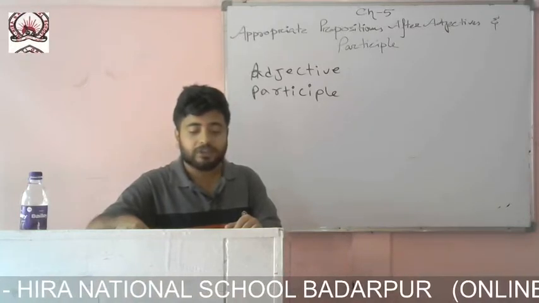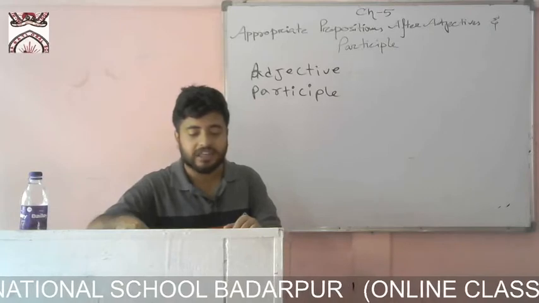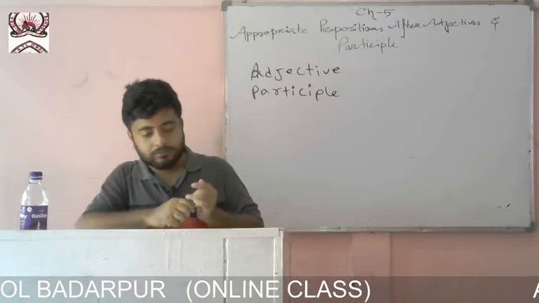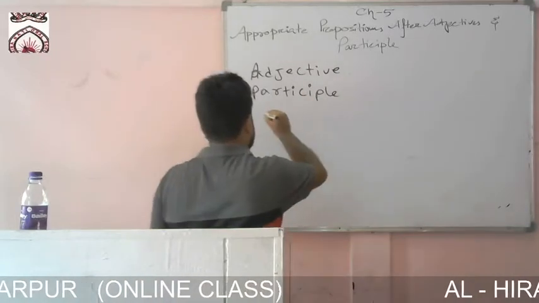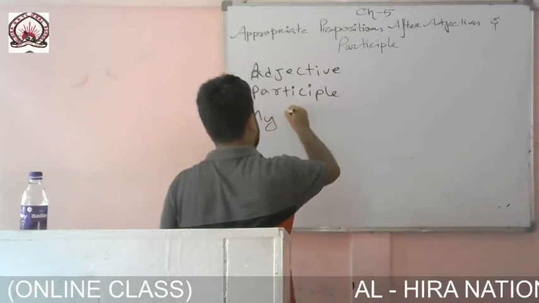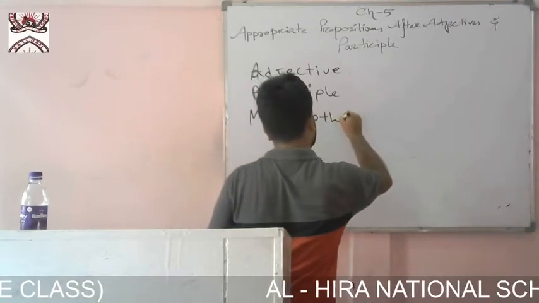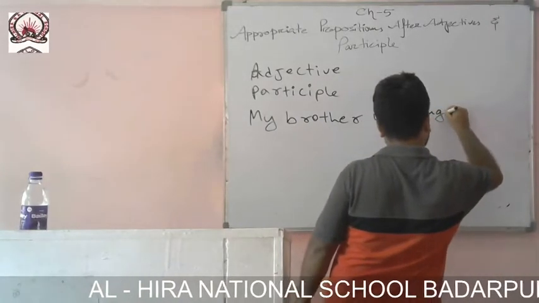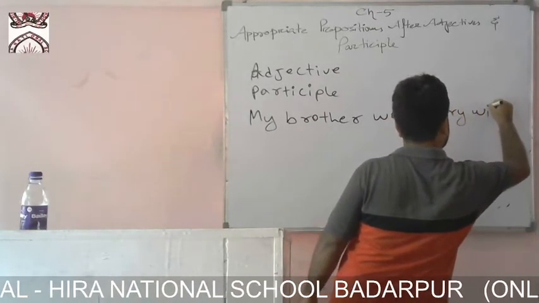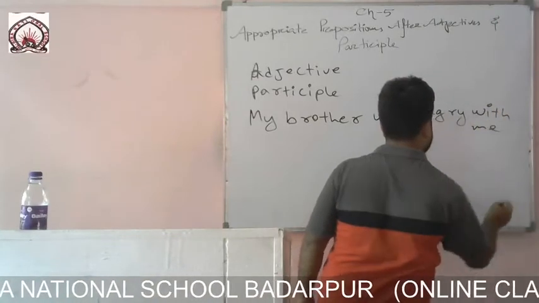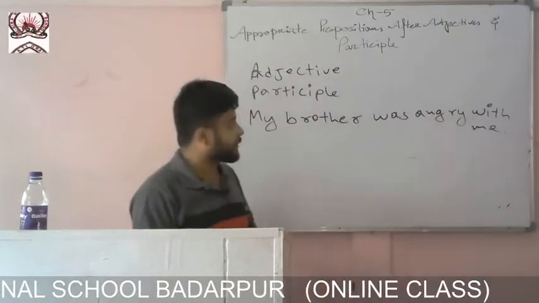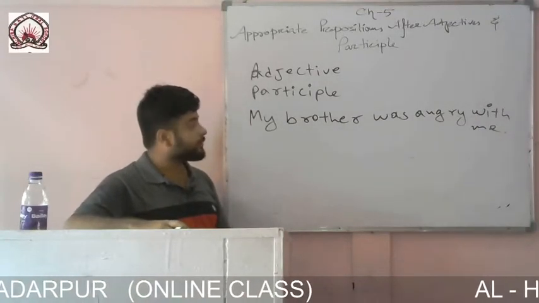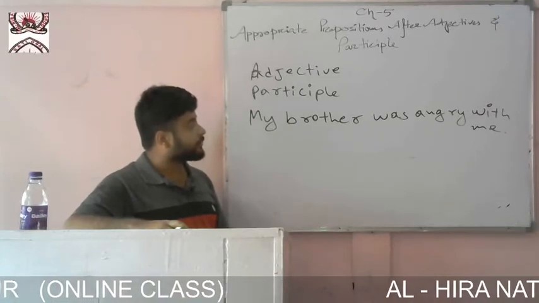If somebody does or says something, we use at. So for example, my brother was angry with me. My brother was angry, A-N-G-R-Y, angry with me. So with a person, if we talk about a person, then we have to use what?